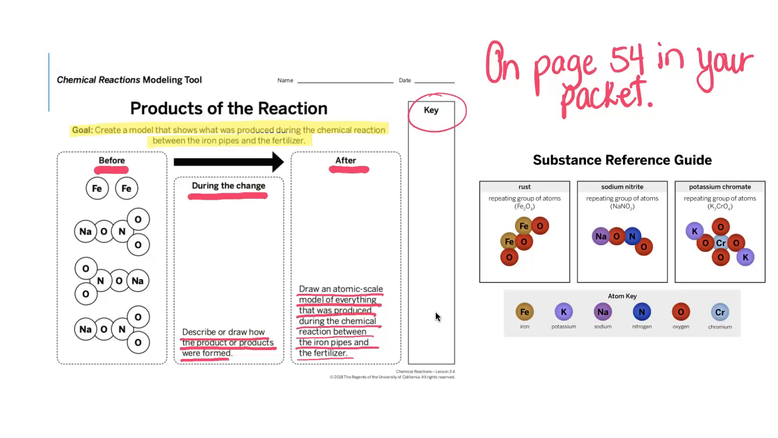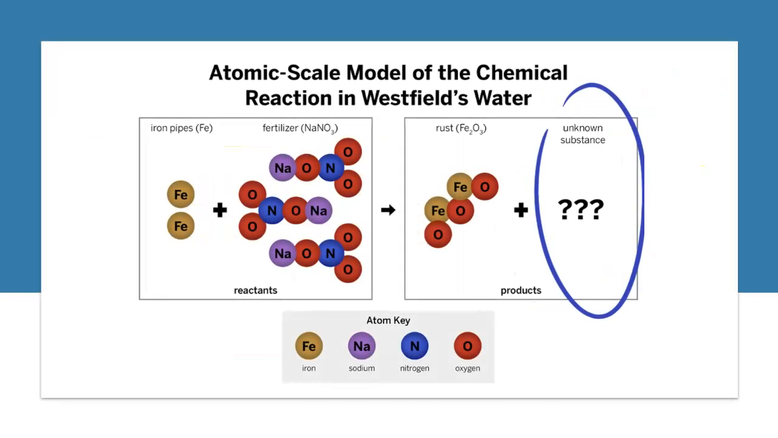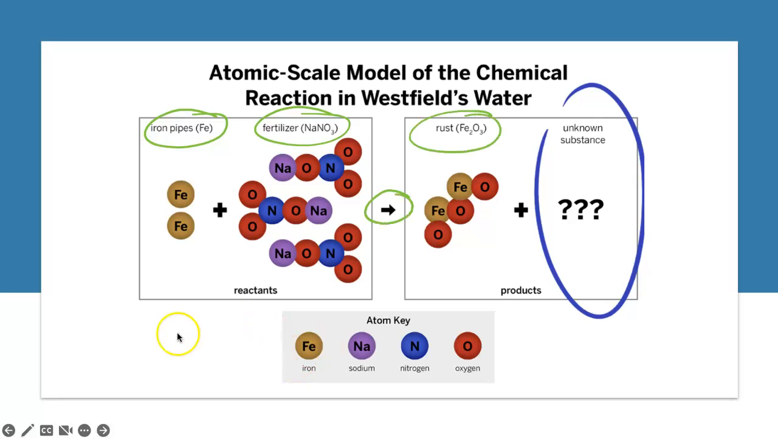You don't need to stop and do it now. That's just where it is. Okay, so if I could get to the next page, here we go. The atomic scale model of the chemical reaction in the Westfield's water, this is in your work as well. You're looking at what is that unknown substance. That's your goal for today, to figure out how the iron pipes and the fertilizer had a chemical reaction that created the rust. But since we know that we're missing a lot of atoms over here, we know that there's something else. We need to figure that unknown substance out.